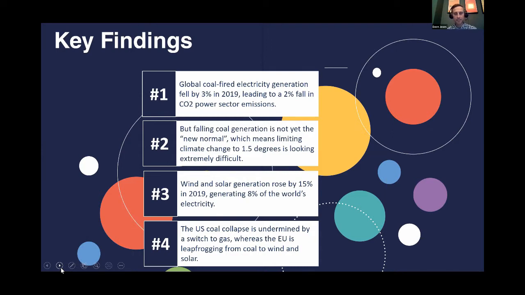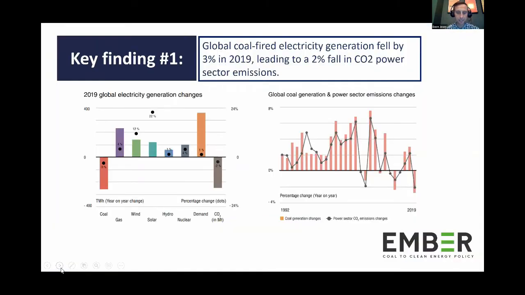Okay, so let's start off with our first key finding. What happened in the global electricity sector in 2019? If we look at that first left graph, the bars are in terawatt hours, and you can see the percentages for each fuel.